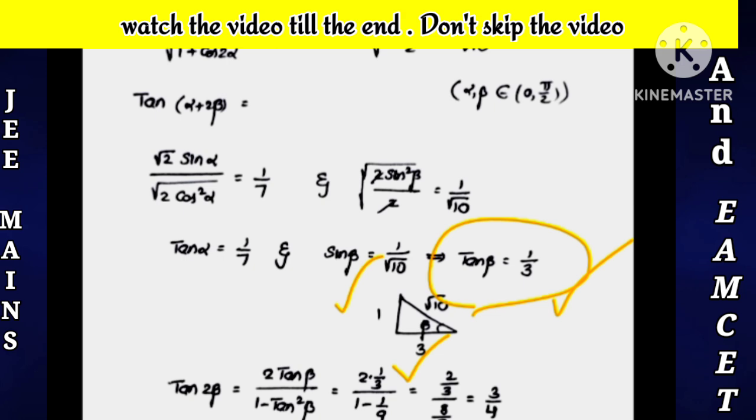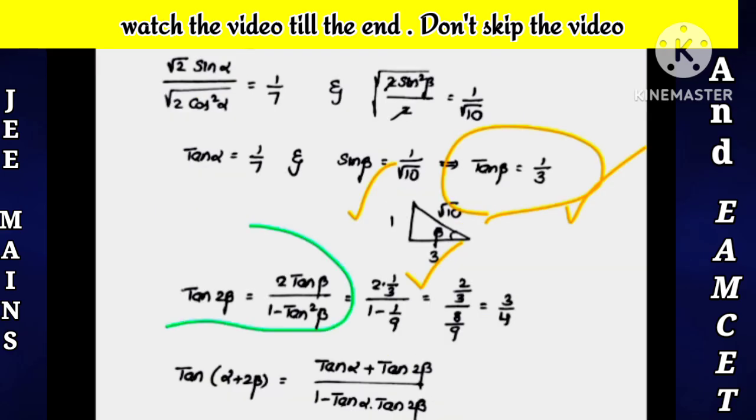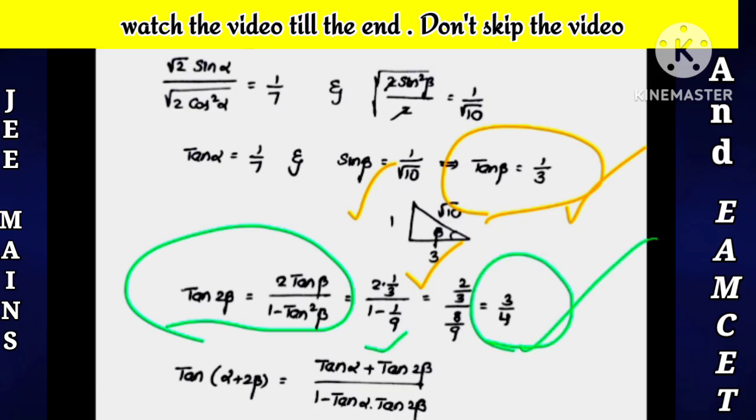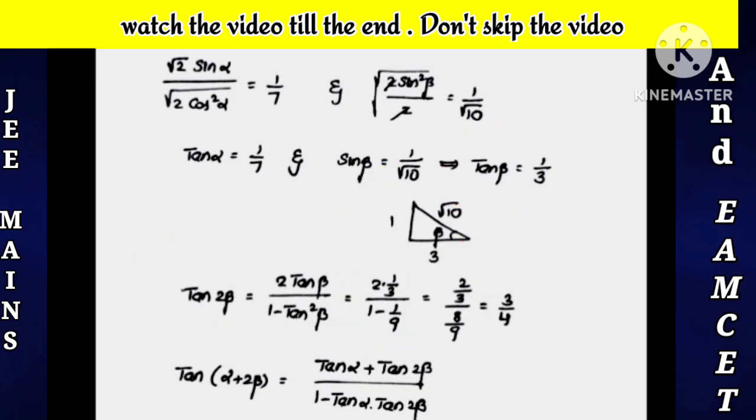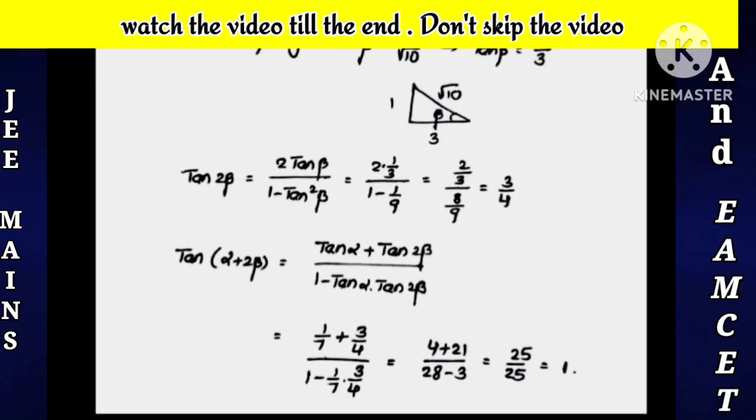But what you want is tan 2 beta. First you want the value of tan 2 beta. Now write the tan 2 beta formula first here. What is the tan 2 beta formula? 2 tan beta by (1 minus tan square beta), and replace the tan beta value here. Then after simplification you get the value tan 2 beta is equal to 3 by 4. Okay, so this is 3 by 4.